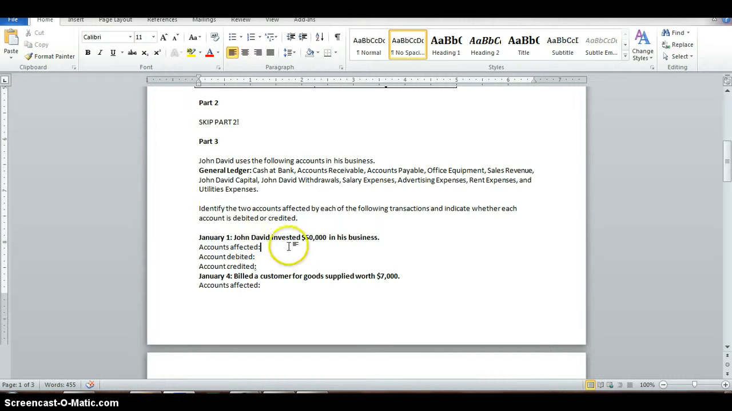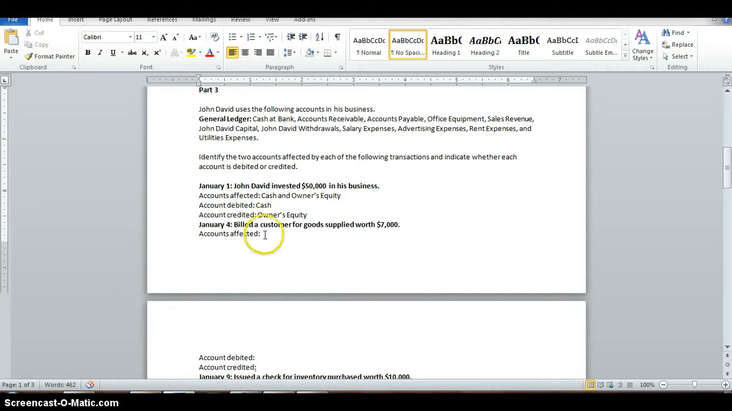All right. So John David invested $50,000 in his business. So this is that very initial transaction where a business starts. He invested $5,000, so that's going to increase our cash, and it's also going to increase our owner's equity. And we always have a debit, and in this case, cash is an asset account, so it increases on the debit side. And owner's equity is an owner's equity account, and it increases on the credit side.